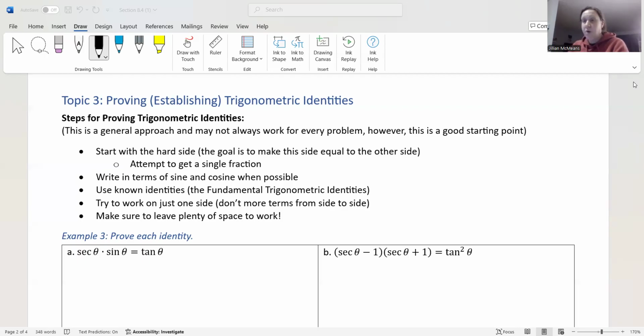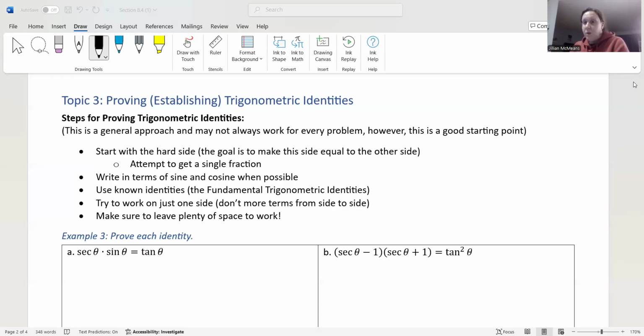Some things that you always want to do: start with the hard side. You're definitely going to have two sides of an equation, and one's going to have more pieces to it. It's going to have more going on. You want to start there, and you want to show that the harder, nastier side equals the simpler side. If you have multiple fractions, you want to make it into just a single fraction. So start with the harder side. If necessary, try to get it written as a single fraction.